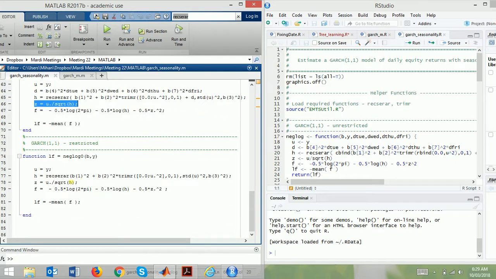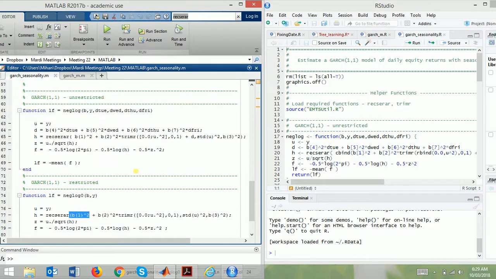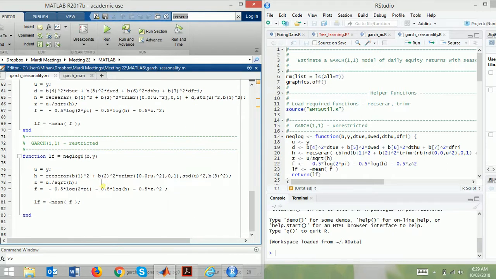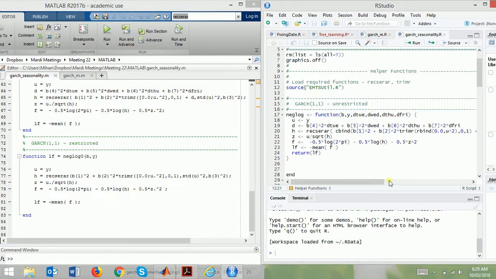In terms of the restricted model, again we do that, but in the restricted model we don't have the dummy variables, except that we have everything as it is, nothing changes. Or how do you deal with that?